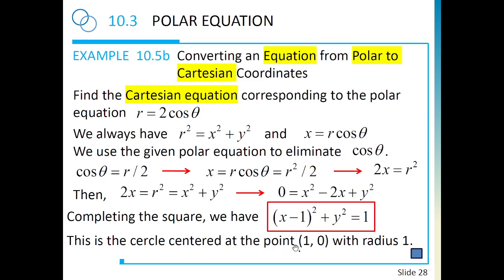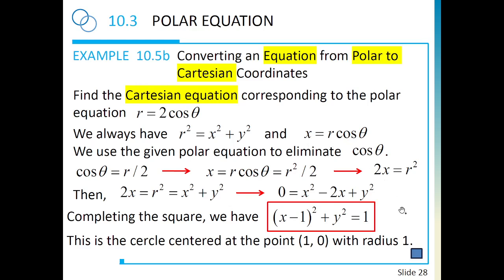So this means that the circle, you see the center is (1, 0). So the center is on the x-axis. Just a note: cosine, x-axis, right? Cosine, x.